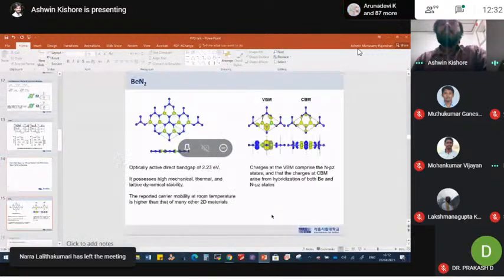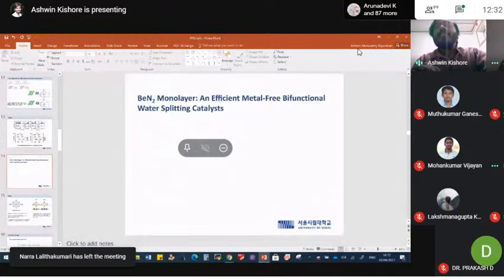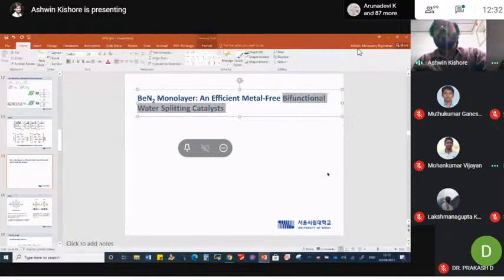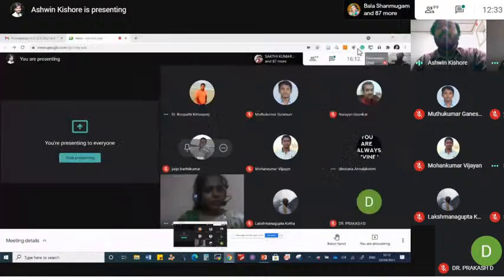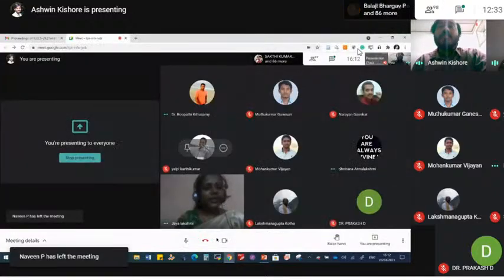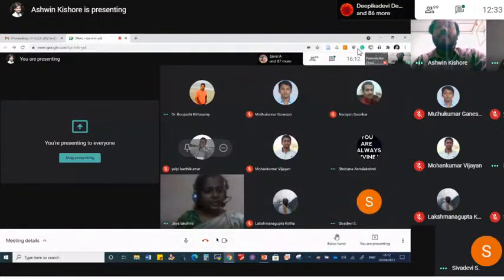Okay. So you can see here it's a bifunctional water splitting catalyst. So your material has both oxygen evolution and hydrogen evolution. The thing is, some materials will be good for only the hydrogen evolution reaction, and some will be good for only the oxygen evolution reaction. So you need to combine these two to have the overall material. But this one is promising for both reactions. Without any co-catalyst, you can split water.